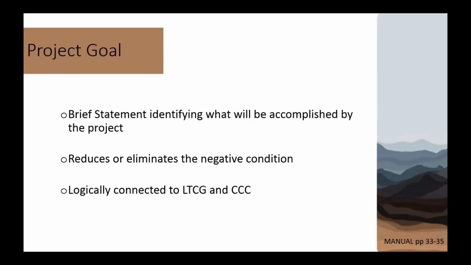So let's get into project goal. Project goal, again, like the current community condition, is a brief statement identifying what will be accomplished by this project. So it's not a paragraph or anything. It can be just one brief statement. Once you've decided on the final wording, you're going to need to be consistent and use it throughout the entire application. There can be points deducted if things aren't consistent. So we'll get into more of that later.